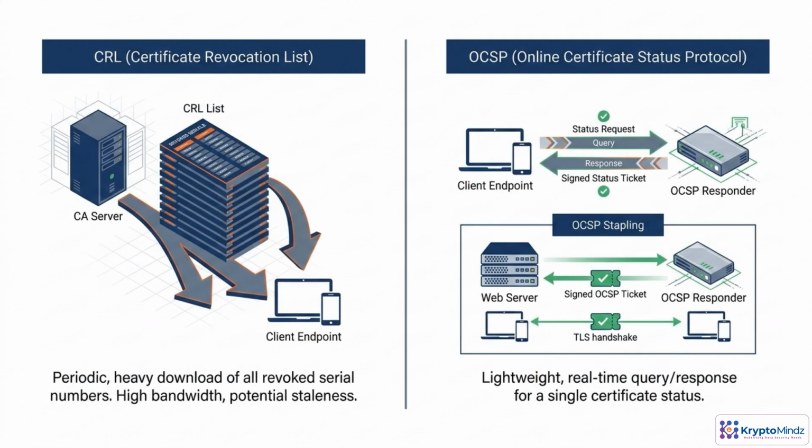CRLs and OCSP answer the same question: is this certificate still valid, but with different trade-offs? With CRLs, clients periodically download a signed list of revoked serial numbers. That's simple, easy to cache, and doesn't need per-connection lookups, but it uses more bandwidth and can be stale until the next refresh. OCSP is interactive. The client asks, "Is this specific certificate good right now?" and gets a signed answer. That's near real-time and lighter on bandwidth, but it adds responder availability risks and raises privacy concerns because the responder sees who you're checking.